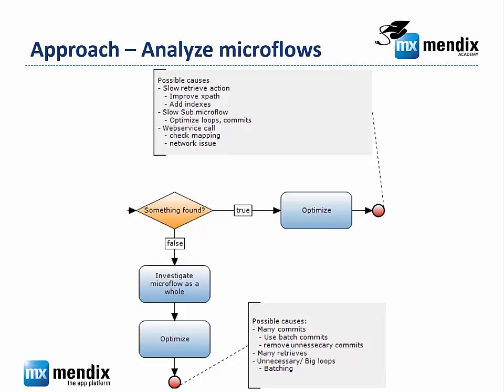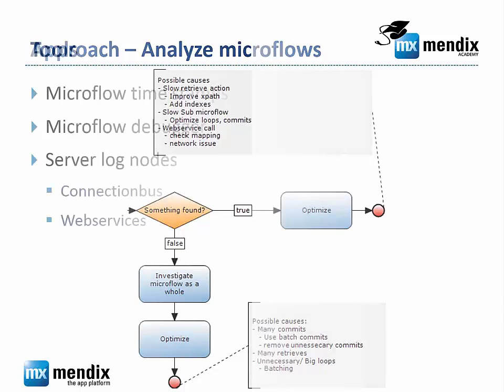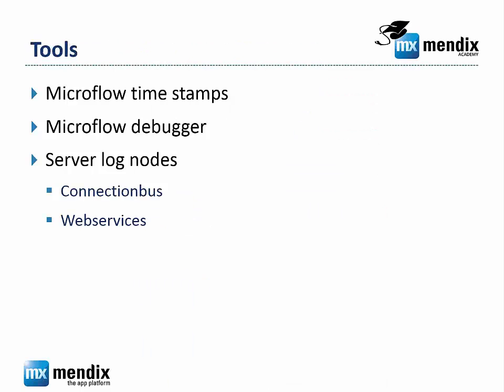If you don't find anything, then you might want to think about the microflow as a whole and try to optimize it that way. One of the most common issues that I see is that developers do many commits within batches. So it's important to remove unnecessary commits. Make sure that you're retrieving the data once, since there are multiple retrieves within the same microflow.